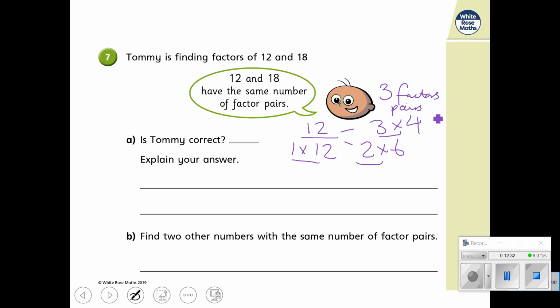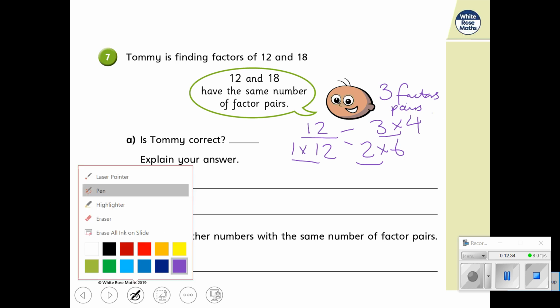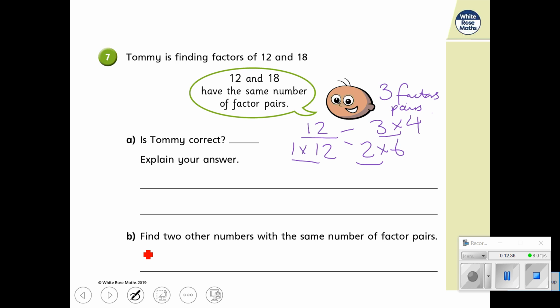Right, and now I'm going to change my pen colour and I'm going to find all the factor pairs for 18. So 18 has got 1 times 18, 2 times 9, 3 times 6, and then you go 4, no, 5, 6, then you go back to 6 times 3. So that has also got 3 factor pairs.